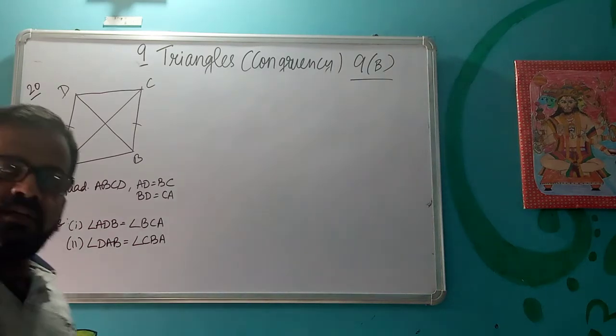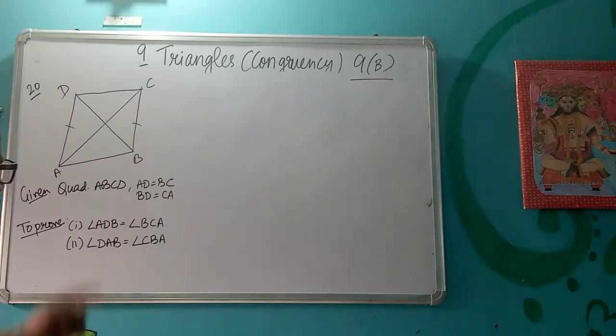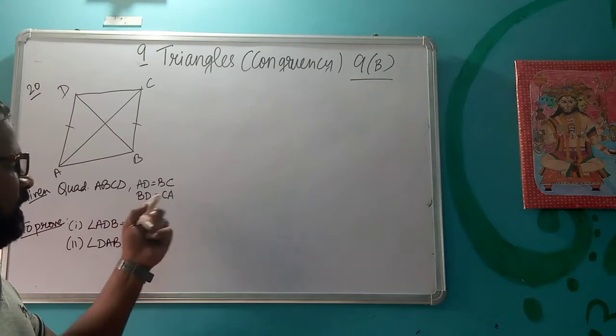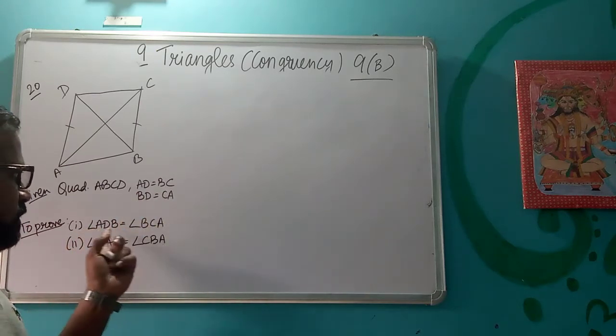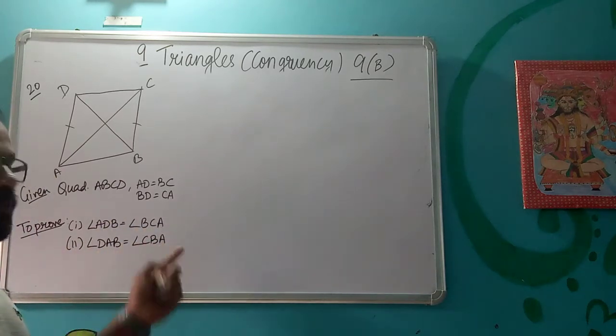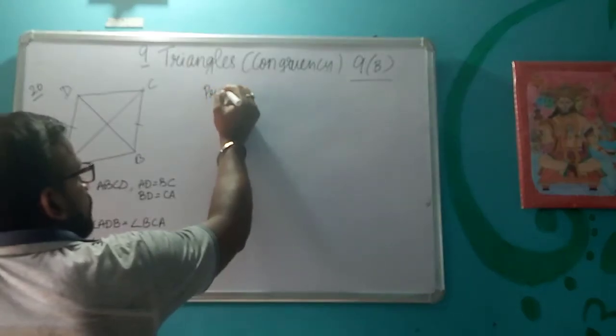Okay, let's discuss the last question of this exercise 9b. In this it is given that in quadrilateral ABCD, AD equals BC and BD equals CA. We have to prove these two things: angle ADB equals angle BCA and angle DAB equals angle CBA. So let's prove it.